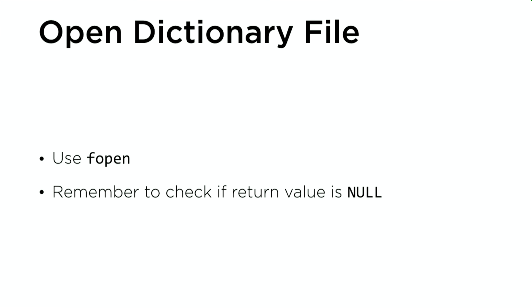Let's start with how you're going to open the dictionary file. Recall that the argument to the load function is a char star or string representing the dictionary file that you're going to use for the loading. You can use the fopen function to open up that file, and then make sure to check to see if the return value is null to make sure that you were able to successfully open up the file. If you weren't able to successfully open up the file, your load function should return false. Otherwise, you'll be able to keep going to the next step of the load function.